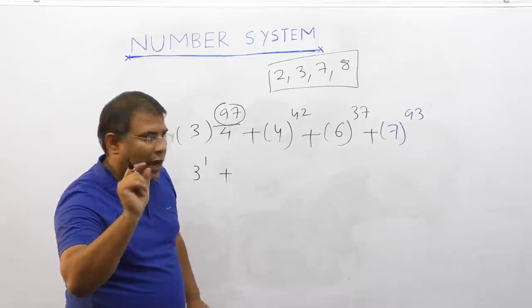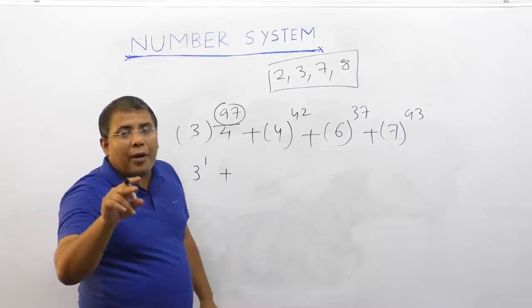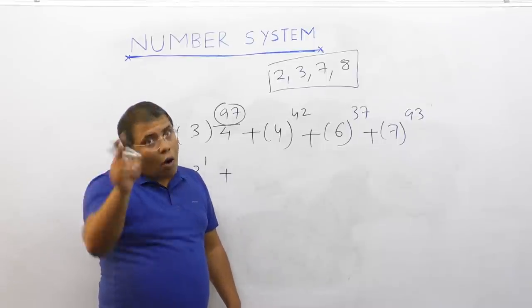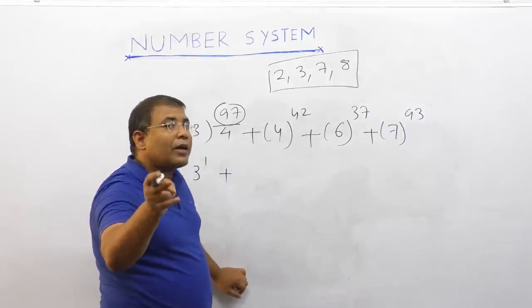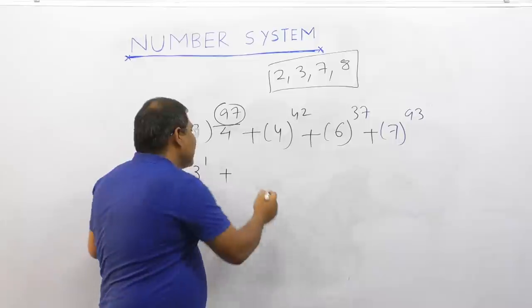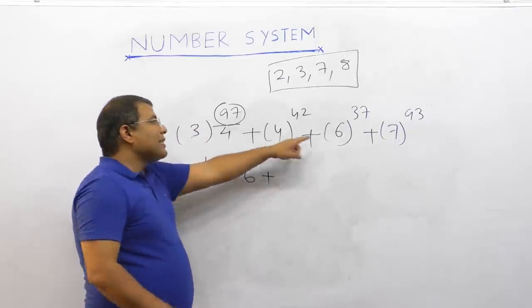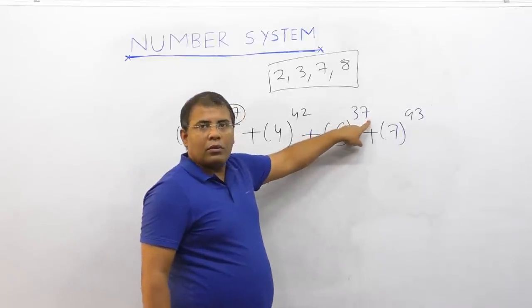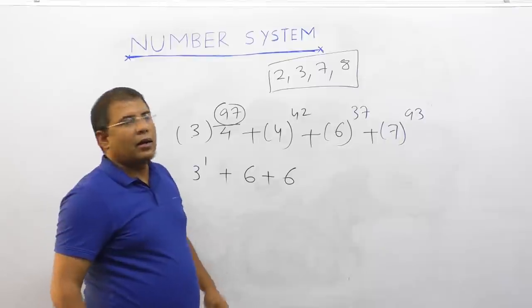ध्यान रहे, ये गलती होती है. 4 के power में 42 है. 4 का power कैसे चलता था? Odd and even. तो 42 is even. तो 4 के power अगर even है तो क्या होगा? 6 होता था. बताया था पहले, 6 पे कोई भी पावर हो, यूनिट प्लेस का डिजिट 6 ही आएगा.